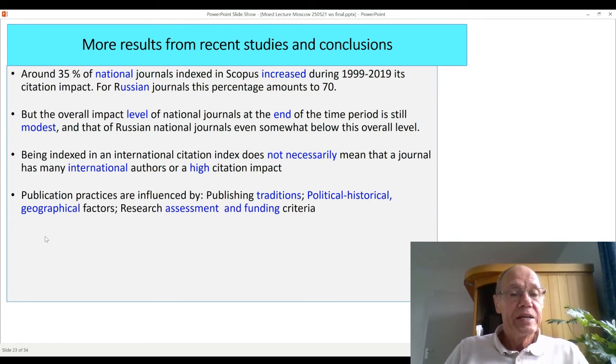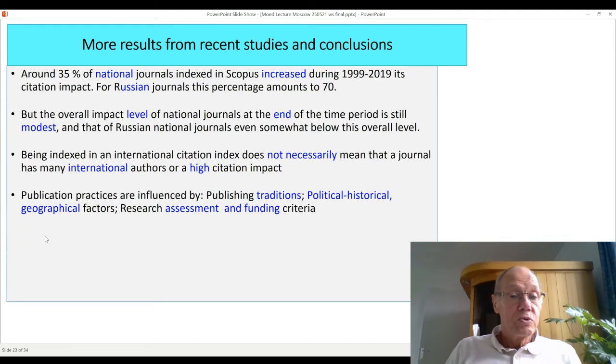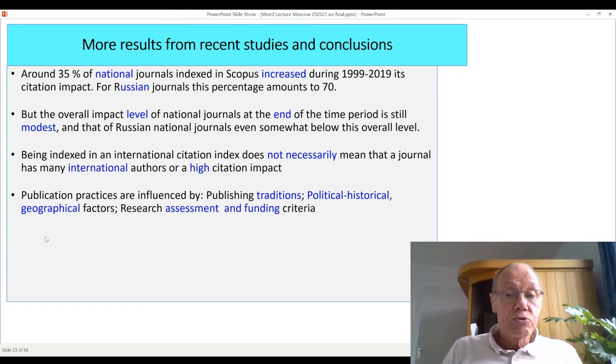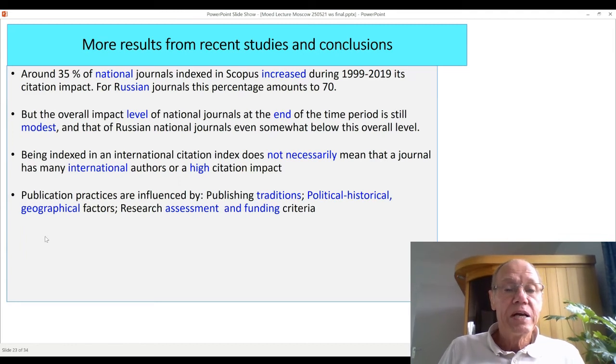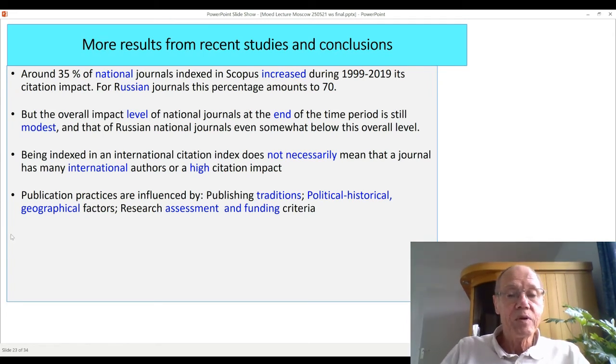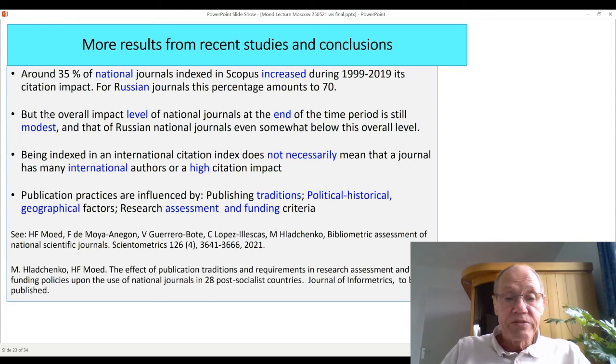I also want to underline that the publication practices, and also the extent to which authors publish in national journals, are influenced by a range of factors. You have publishing traditions, you have political, historical, and geographical factors, and last but not least, you also have, of course, factors related to the criteria that are being used in research assessment and funding practices in a particular country. And the results that I'm presenting now were published in 2 papers, of which you can see the details in the last 2 bullets of this slide.